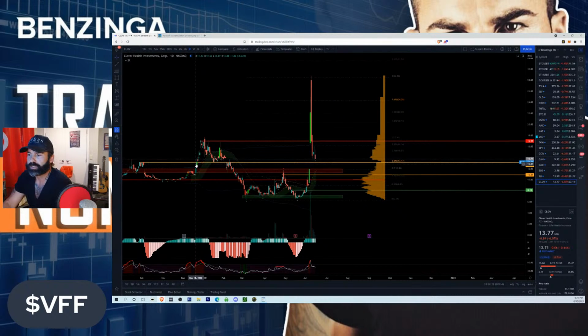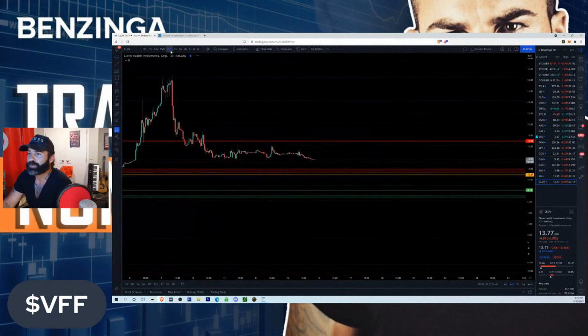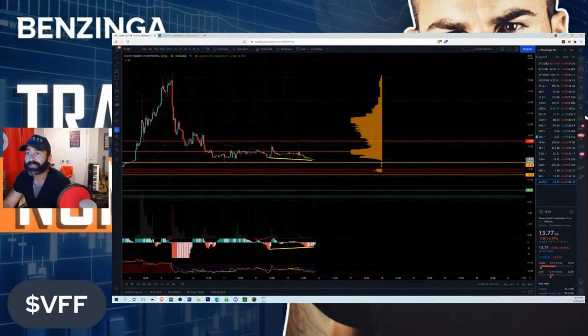Because if you look historically, once we broke that $13 zone on Clove here, first thing we did is ran straight up to 17 bucks. If we do find support there again, I would not expect the outcome to be any different.